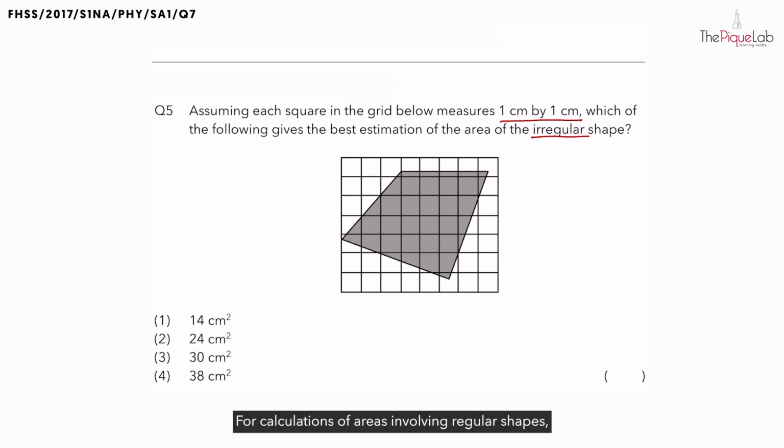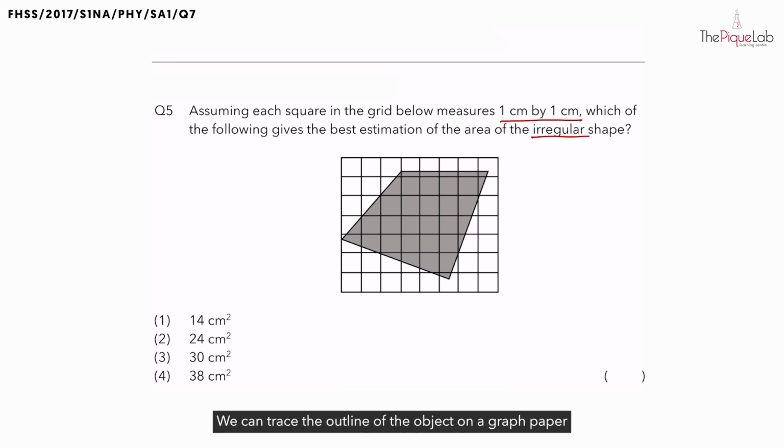For calculations of areas involving regular shapes, we are familiar with using formulas to find the area of regular shapes like rectangles or circles. So in cases where the object has an irregular shape, it might not be possible for us to use a formula. So what do we do in such cases?